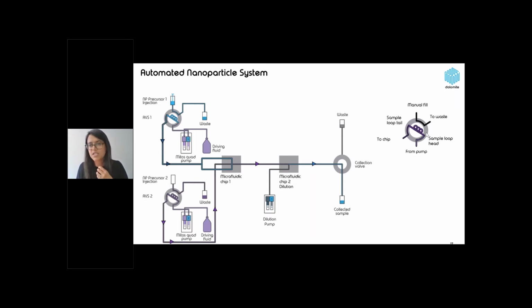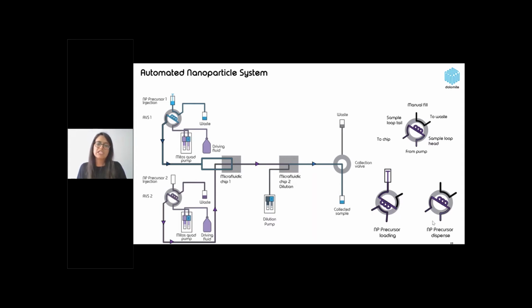It has obviously the loop. It has the manual injection where you fill your sample, which puts it into this loop, and it goes to and from the chip and the waste. So when you're injecting your nanoparticle precursor, it is in this position. As you inject, it sits in this loop, so it fills this loop. And once it's ready to dispense your nanoparticle precursor towards the chip, it will be in this configuration. So it will disconnect from the manual injection, and you would drive from the pump into the chip.